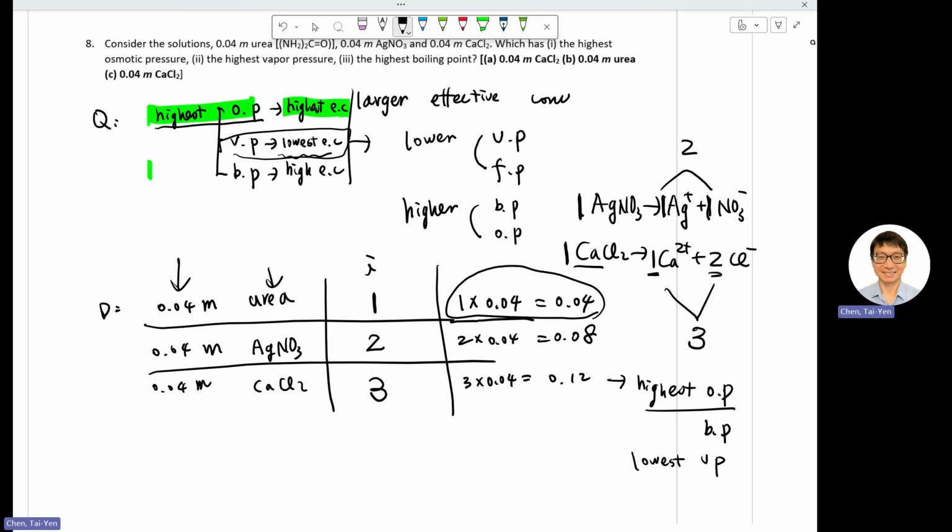I had two questions for you. First, what did the i stand for in those equations? The i is what we call the Van't Hoff coefficient. It doesn't actually stand for anything; they just use it traditionally.